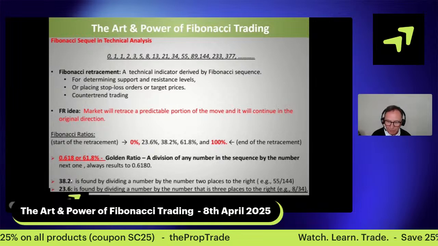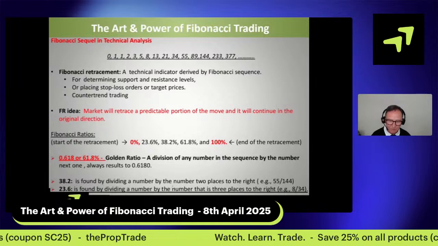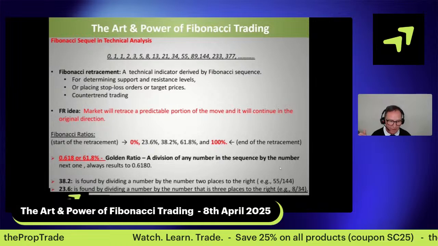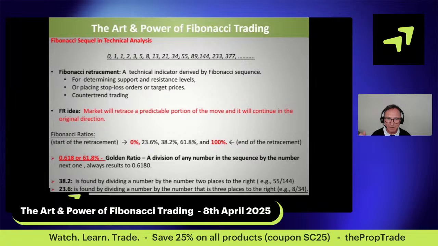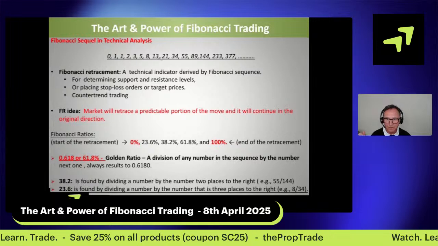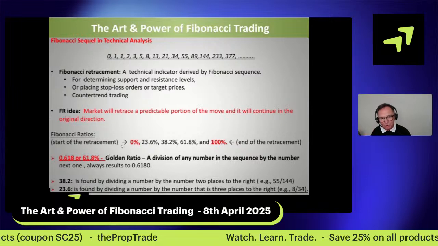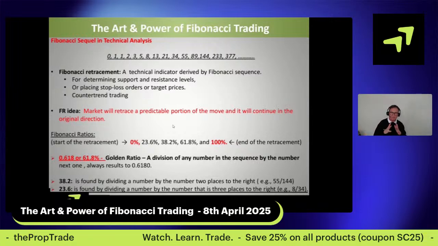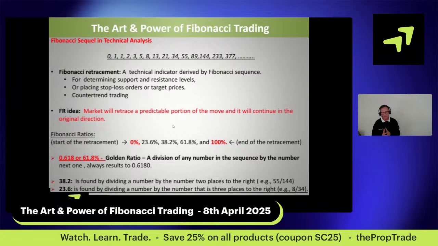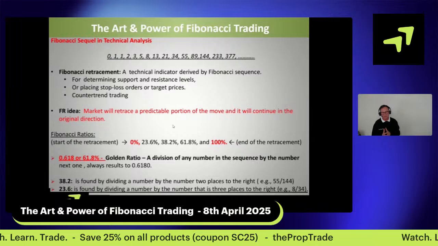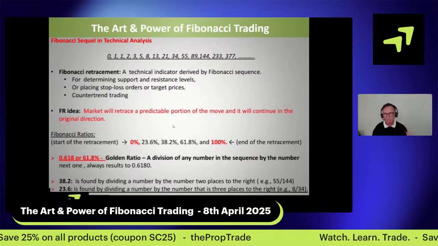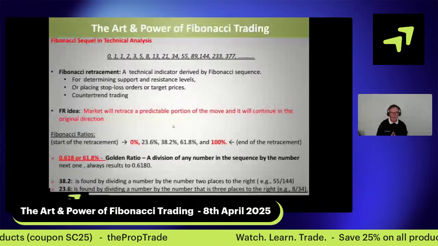So that's why we get the 38.2. The 23.6, we've just done that one. That's three places to the right. So 8 divided by 34 in this example, as we're going up the sequence, gives us 0.236. The most important one, both in pure Fibonacci terms, but also in applying Fibonacci to the financial markets, is the golden ratio.